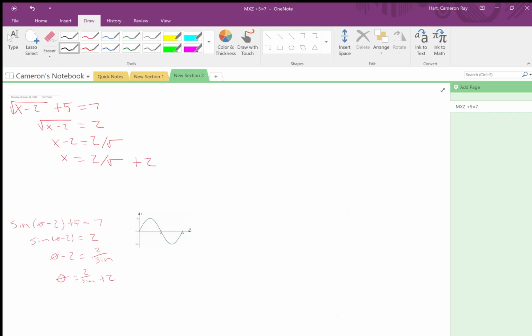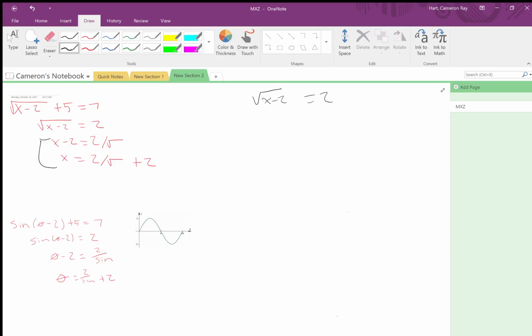So the first question, we have square root of x minus 2, plus 5 equals 7. The first step they did was subtract 5 from both sides, which is the right step. However, these next two steps are what they do wrong. If we subtract the 5 like they did, you get the square root of x minus 2 equals 2.